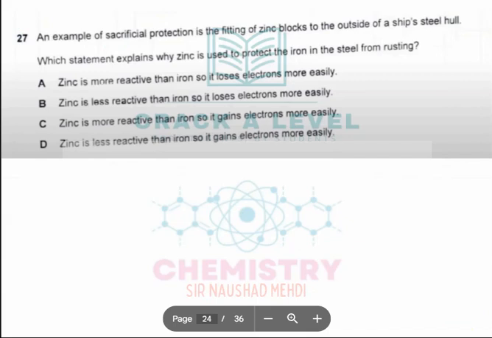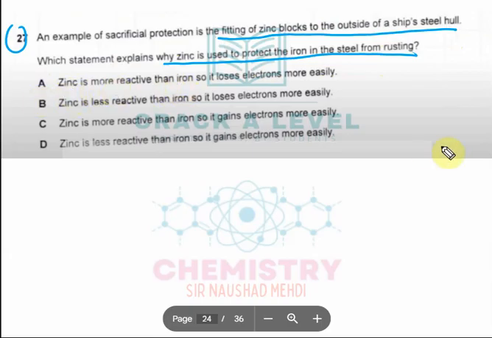This one says an example of sacrificial protection is fitting zinc blocks outside of a ship's steel hull. Which statement explains why zinc is used to protect the iron in steel from rusting? Zinc is more reactive than iron. Yes, because in the reactivity series zinc comes above iron, so it is more reactive and loses electrons more easily. So option A is the correct answer.